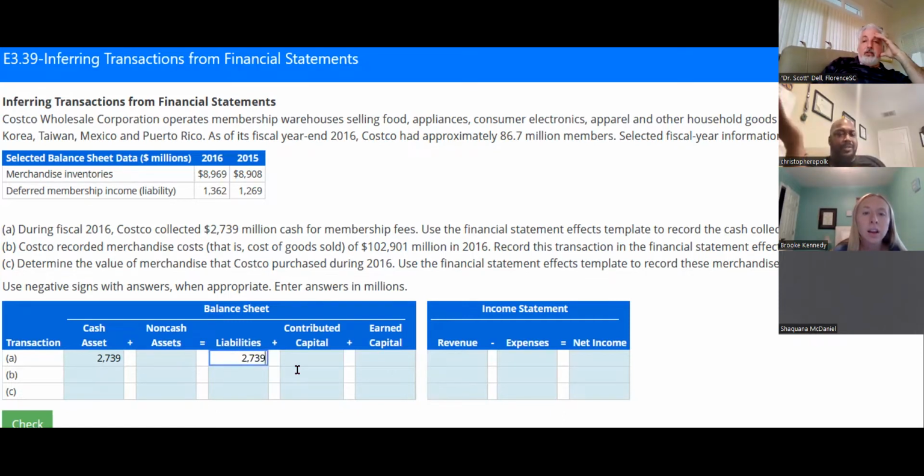Now we're looking at unearned revenue and we're looking at cash. Am I in balance? Do my assets equal my liabilities plus equity? Yes. You bet. But now here's the question, because I'm lost. It says during the fiscal year 2016. I see 2016 up here, so that's telling me that we've already closed out 2016. So you don't get your money back for fiscal 2016 collected in cash for membership fees. Yeah, it's 2016. They're now going into 2017. Oh, let me see. Membership warehouse selling food, good household. Oh, that's a good point. The case can be made.